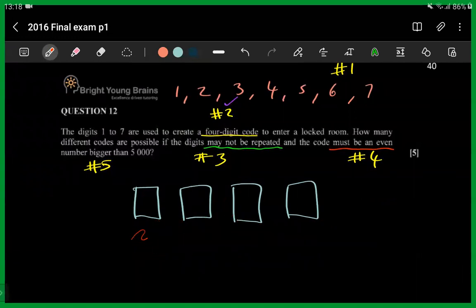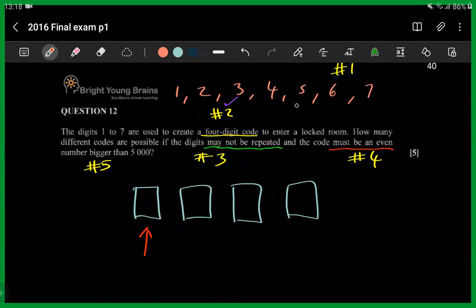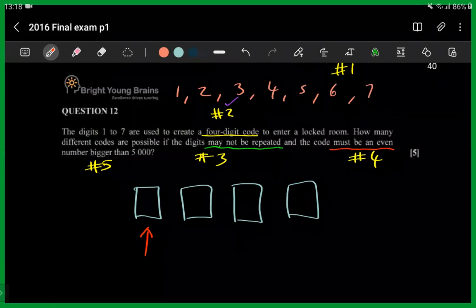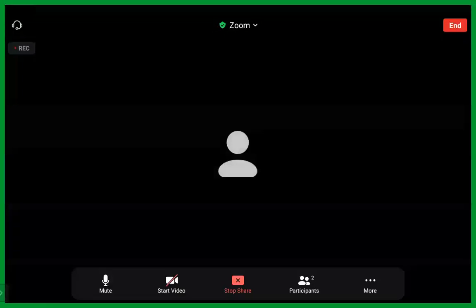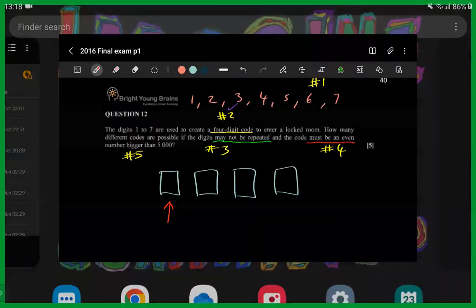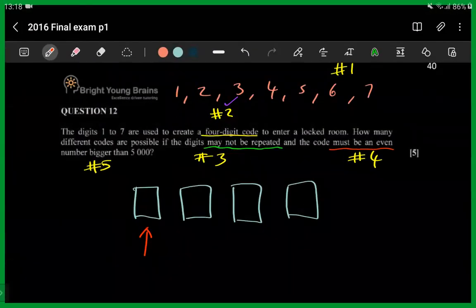So you already are only seeing 4 places. Secondly, the fact that it has to be bigger than 5,000. Do you see that it limits the numbers you can put in front here? Yes. Yeah, it means we cannot put a 1, we cannot put a 2, you cannot put a 3, you cannot put a 4. So in a situation like that, where you cannot put 1, 2, 3, or 4, you can only put a 5, 6, or a 7.